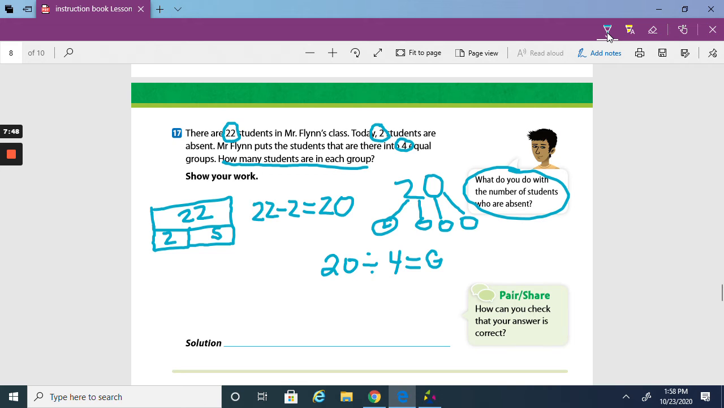So if I solve that, if I'm not very good at division, I can use multiplication to help me find the answer. So I think to myself, what times 4 is going to give me 20? Well, I know that 5 times 4 is 20. So 20 divided by 4 must be 5. So G equals 5. That means there are 5 students in each of Mr. Flynn's 4 groups.